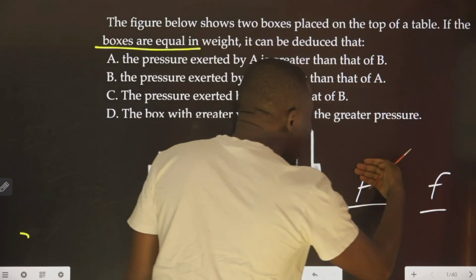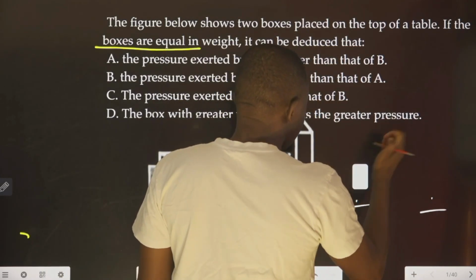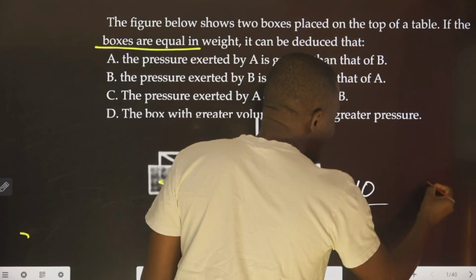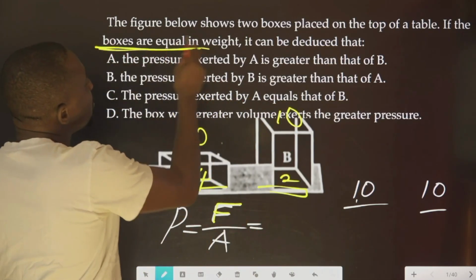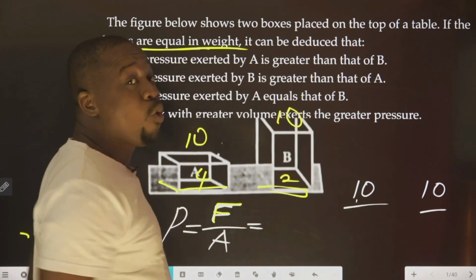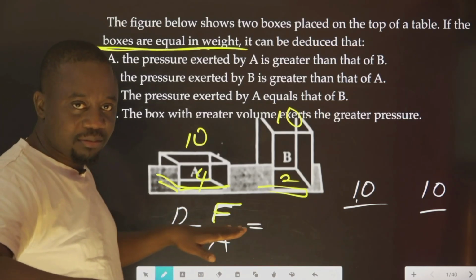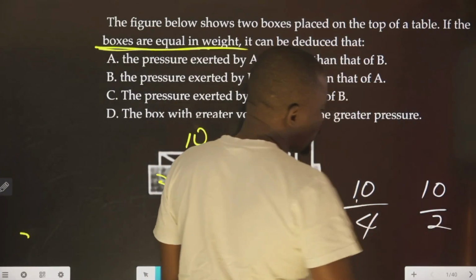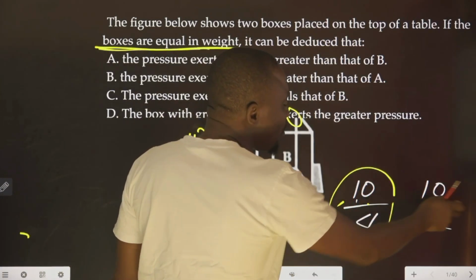And now let's assume that the force, that is the weight of each is the same, let's say 10, 10. Because this and this, as we are told, they have equal weight, we put 10, 10. Now, this one has wider bottom, that is wider area, we put 4. This one lesser one, we put 2. Which one do you think is bigger? You find that if you divide this now, this will be smaller than this.